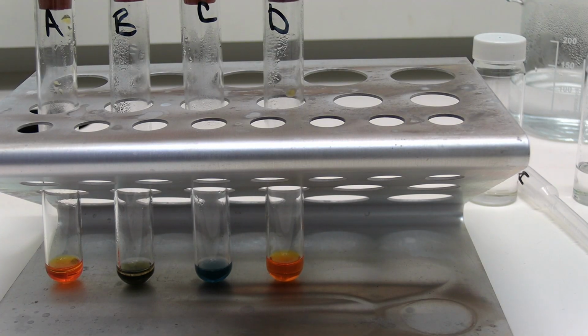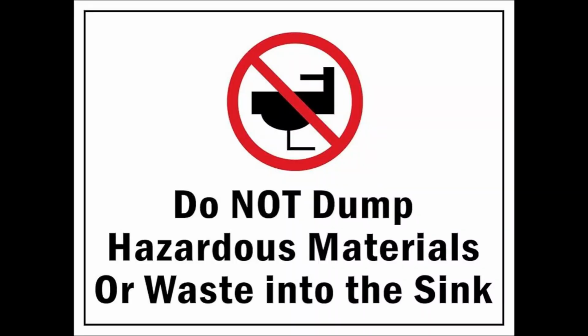A color change from orange to green and then eventually blue is a positive result for an alcohol, though it's worth noting that the alkene, cyclohexene, will also undergo a color change, though it is at a much slower rate than ethanol. For each test, once you've recorded your results, make sure to safely dispose of the contents of your test tube as directed by your teacher and/or technician.